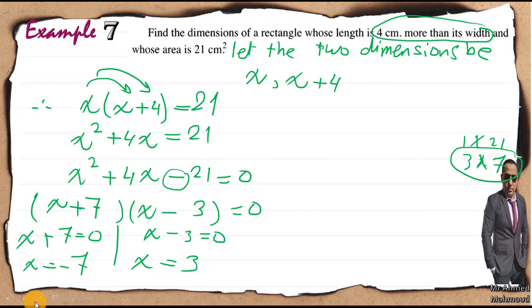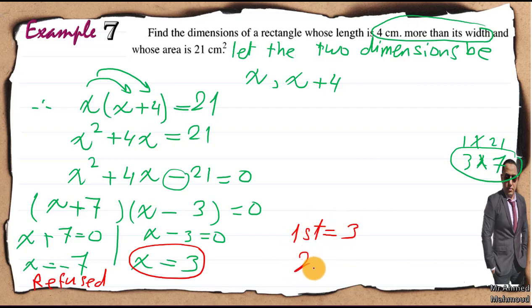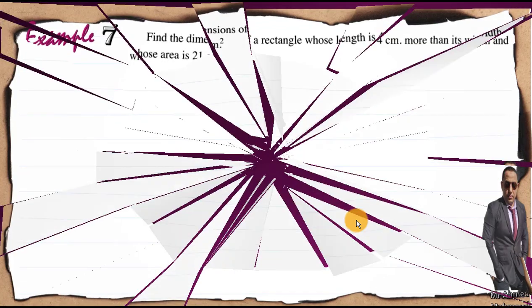Okay, now by looking at these numbers, negative 7 and 3, because I have dimensions of a rectangle, it's not allowed for a dimension to be negative, so this one is refused. So x equals 3, so the first dimension equals 3, the second dimension equals 3 plus 4, which is 7. So the two dimensions are 3 and 7.